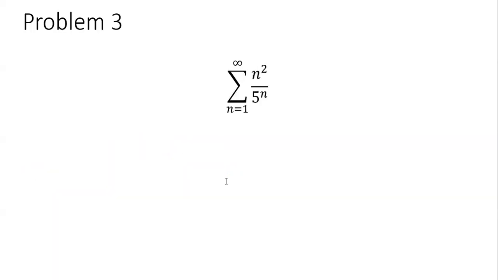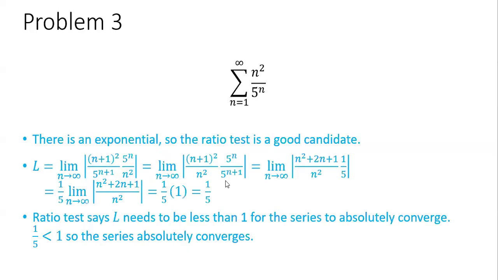Right. Number three, summation as n goes from 1 to infinity, n squared over 5 to the n. Does this converge? Does this diverge? Which test did you pick? Hopefully you picked the ratio test. The big clue is an exponential. The ratio test is good for exponentials and factorials.